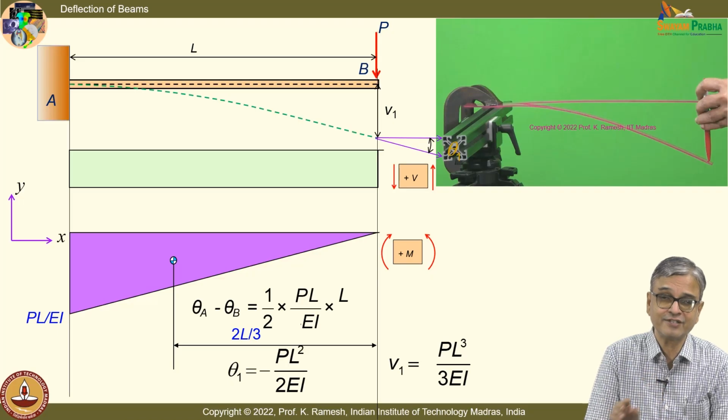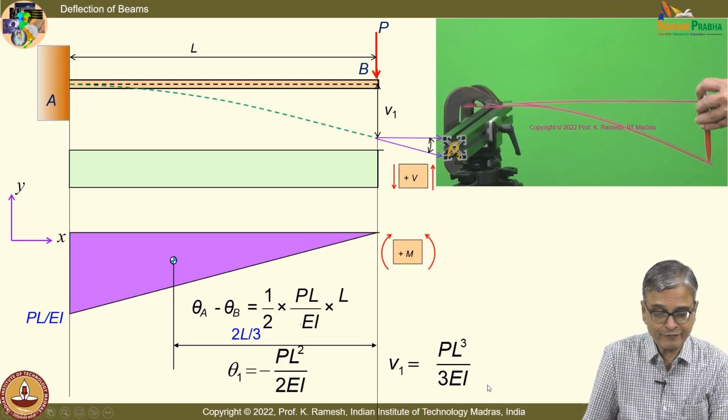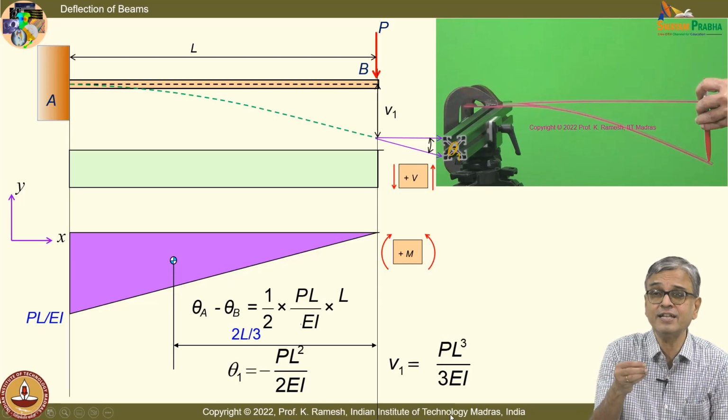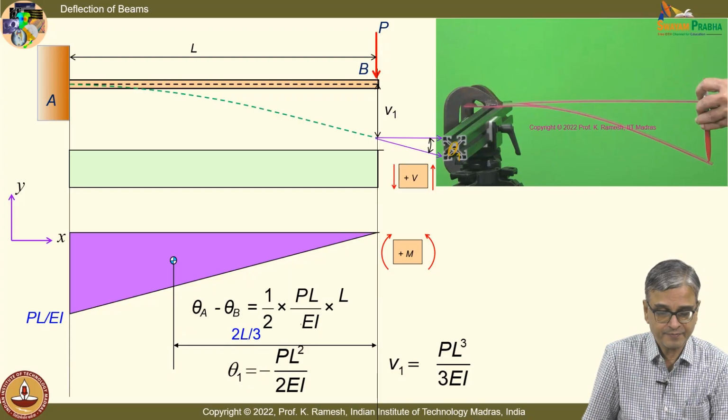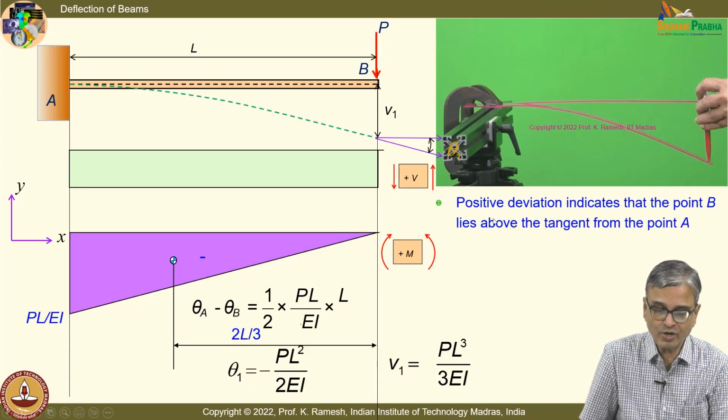So I am sensitizing you. It is enough from our analysis point of view. I get the magnitude. I know physically how the beam is deflected. So I can always label and say that this V1 is nothing but PL cube by 3EI. I have already shown what is the deflection. Deflection is shown, okay. So this is what it says: positive deviation indicates that the point B lies above the tangent from point A, which is seen.